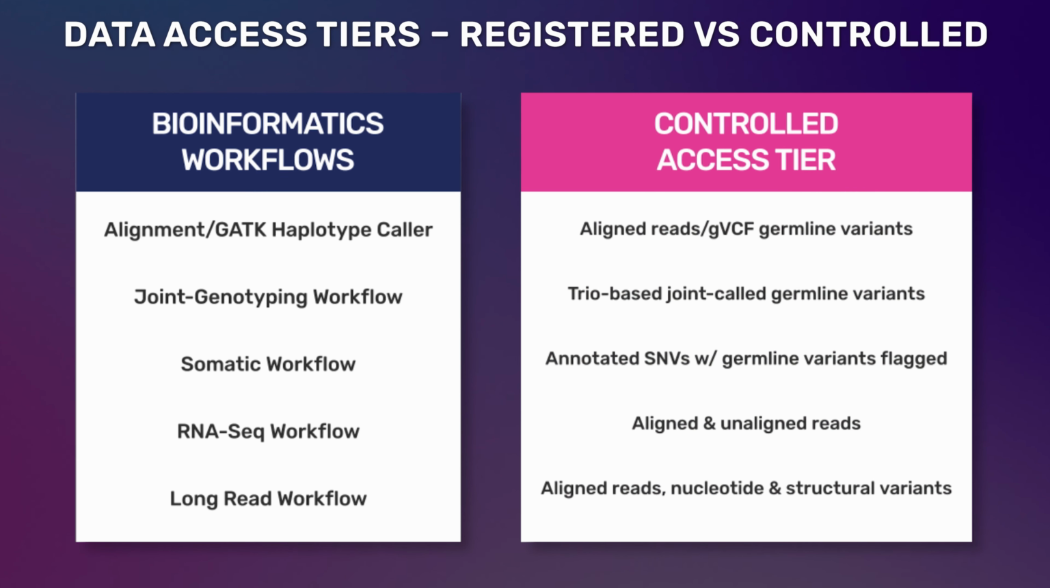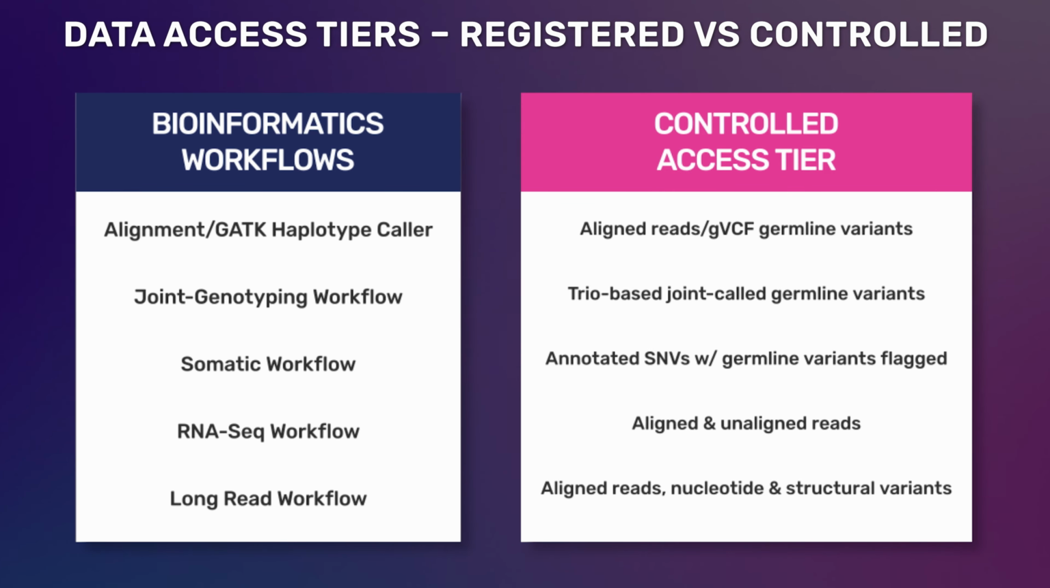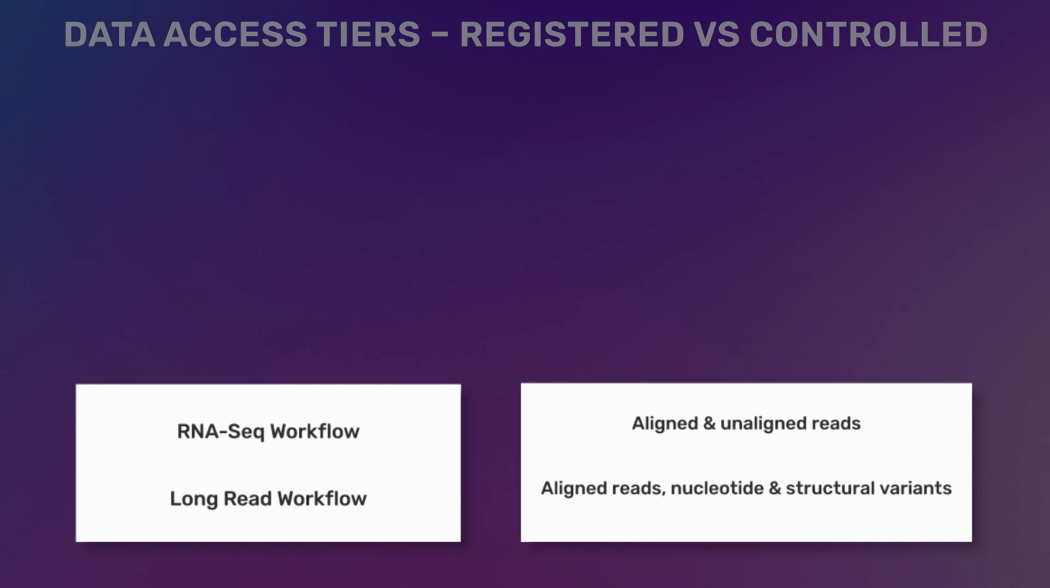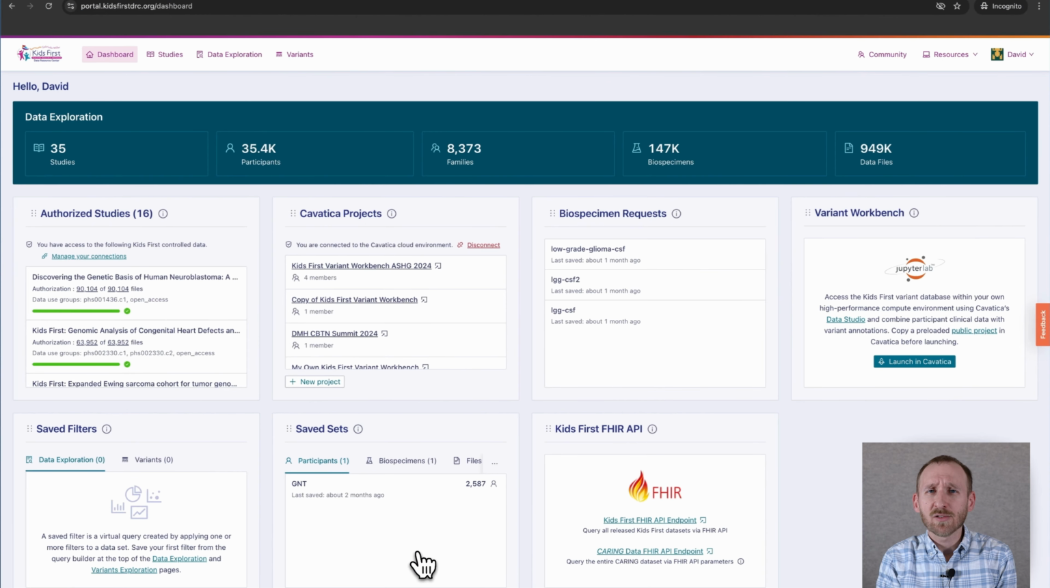Controlled access files are only available to users who have been specifically granted permission by the Kids First Data Access Committee. While any user can review the files in the portal, they can only access their contents for analysis after they've been approved. Kids First data is distributed through the NIH Database of Genotypes and Phenotypes, or dbGaP.